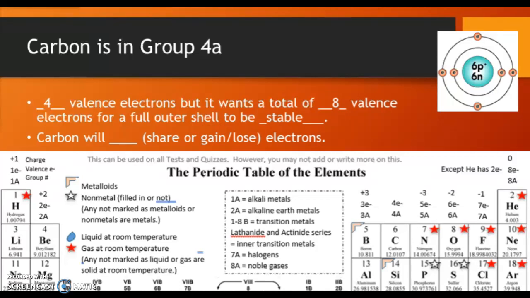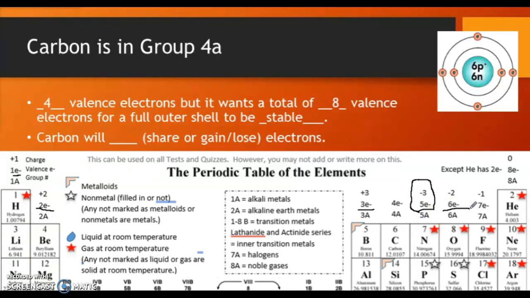Now, in order to do this, is carbon going to share, or is it going to gain and lose electrons? All right, so let's see. We talked about this. Group 1 has 1, so it's going to lose 1. Group 2 has 2 valence electrons. It's going to lose 2. Group 3 has 3 valence electrons. It will lose 3. Group 5 has 5 valence electrons. So what will it do for a full outer shell? Gain 3 for a total of 8.